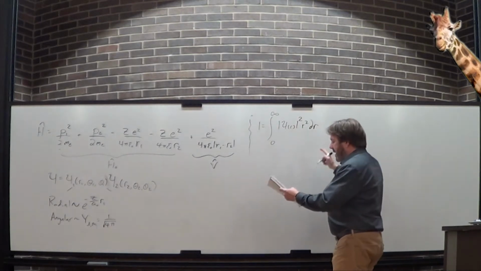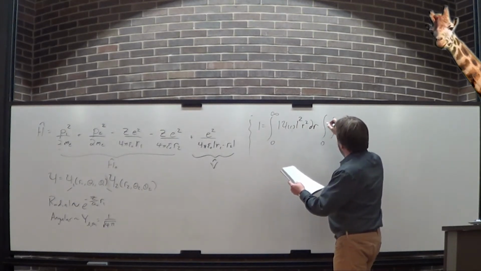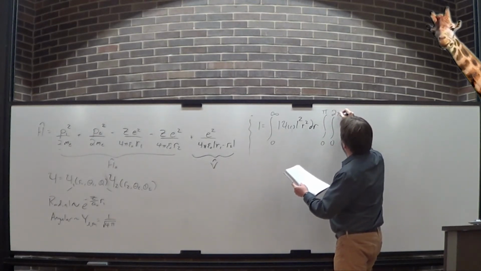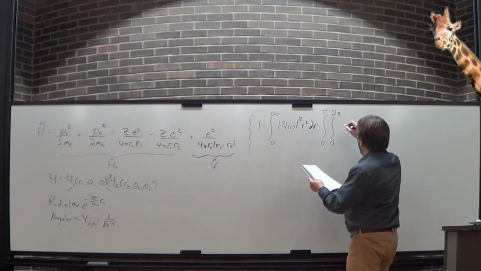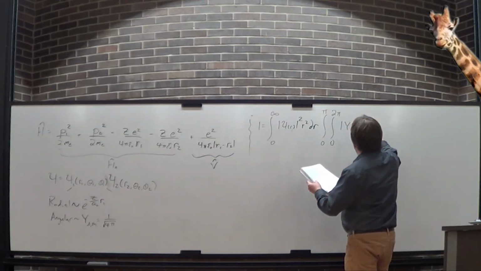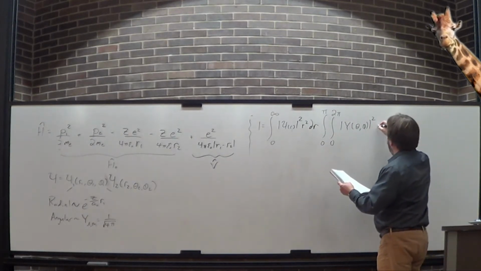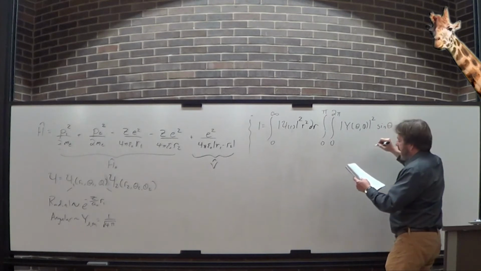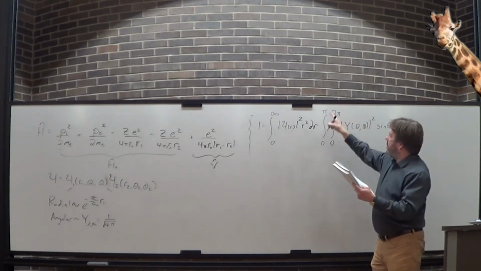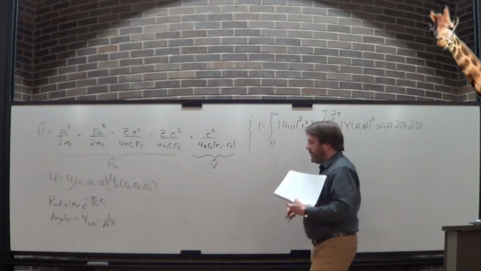Now, let me show you what that means. I've integrated the r, and now I've got an integral for theta. Theta goes from 0 to pi, and phi goes from 0 to 2 pi. Now you've got to integrate the radial wave function and the angular wave function. And don't forget that there's a sine theta that comes from the Jacobian. Theta goes from 0 to pi, hopefully I'm getting that order right, and phi goes from 0 to 2 pi.